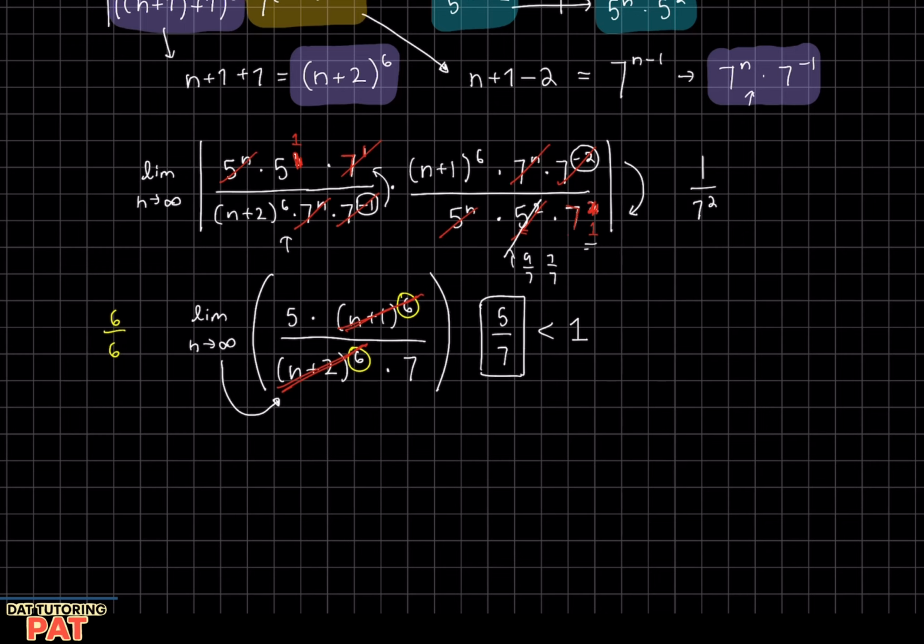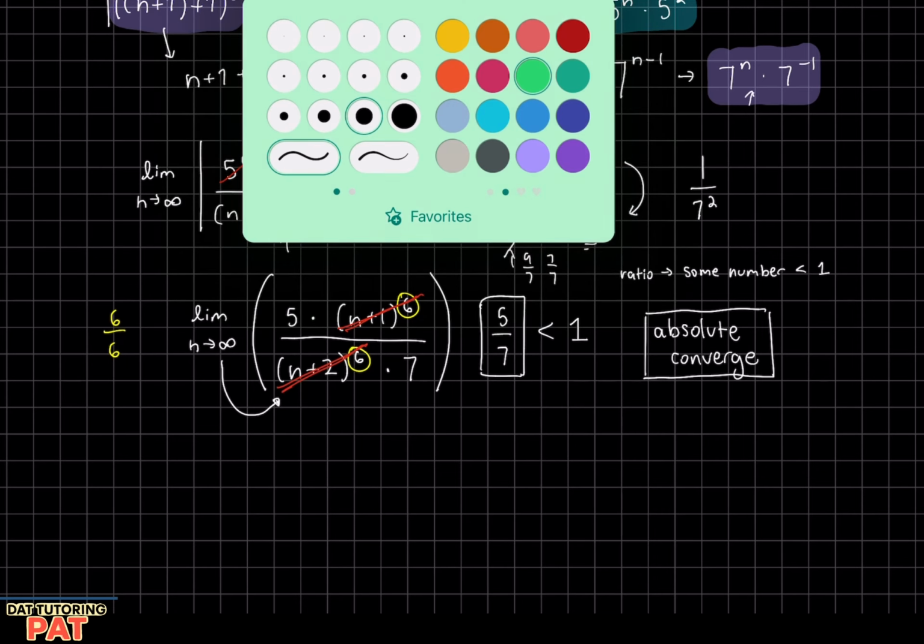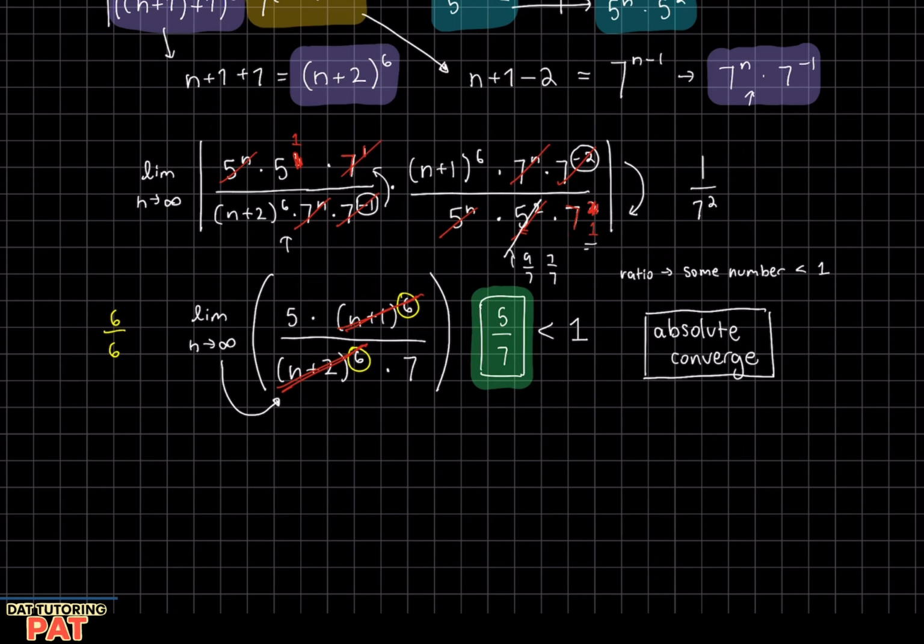So what does that mean? When you're doing the ratio test, if you get some number that is less than 1, it absolutely converges, right? So absolutely converges. And that's how you would answer that problem. And that's going to be my basic intro to the ratio test.